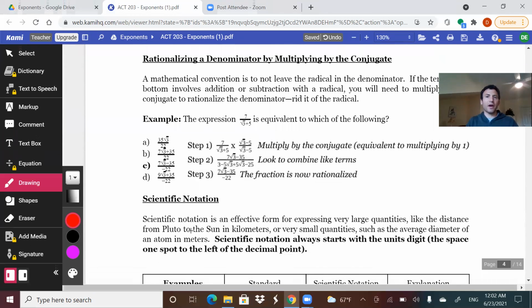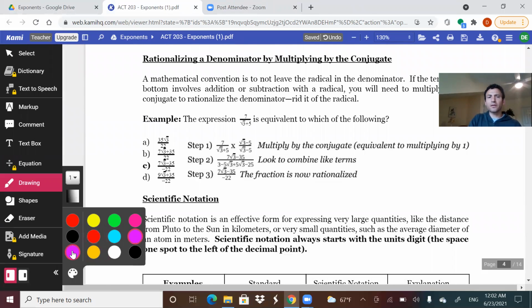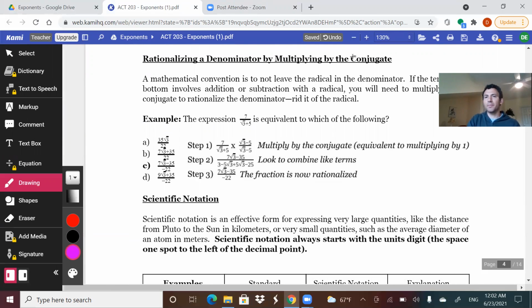Anyway, a big thing you'll see on the test, or not big, but I'd say it comes up maybe once every 3 tests, is this idea of multiplying by the conjugate. If you multiply by the conjugate, it's how you rationalize a denominator, so you make sure that you don't have a radical or a root in the denominator. So if we have this, multiplying by the conjugate would be multiplying by root 3, or actually in this case, we want to get rid of the root 3.